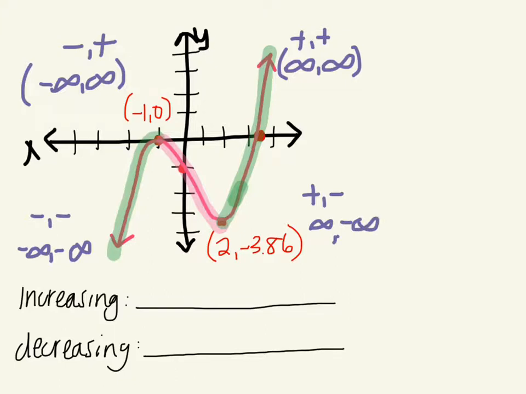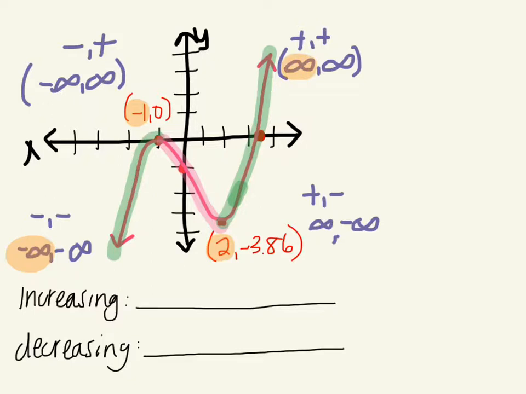So when we go back and fill in the increasing and decreasing intervals, we're going to be looking at specifically just the x terms. So this starting point of this graph that goes down to the far left, it's starting when x is negative infinity, and it's going to go up to -1, and then we have another interval from -1 to 2, and then again from 2 to infinity.